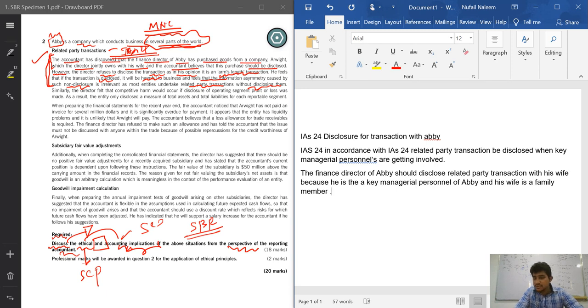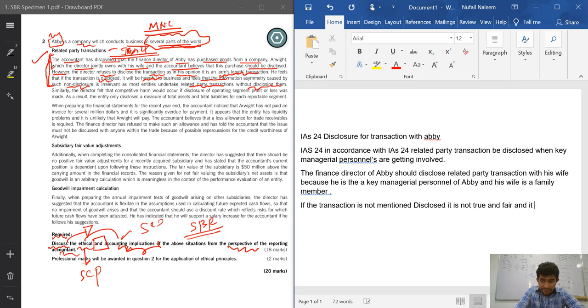Now see, I have scored some marks. Now I am going to come to the implication. What if they have not mentioned this? If the transaction is not mentioned, I can say disclosed, it is not true and fair.